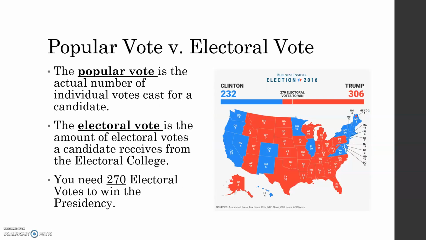The popular vote, in case you don't know what that is, is how many actual votes the President of the United States receives when it's all said and done. The electoral vote is how many electoral votes you get as President of the United States. The one that matters is electoral votes. You need 270 electoral votes to win the presidency.